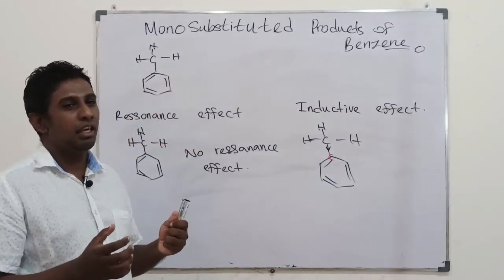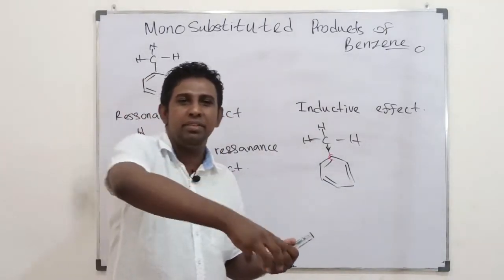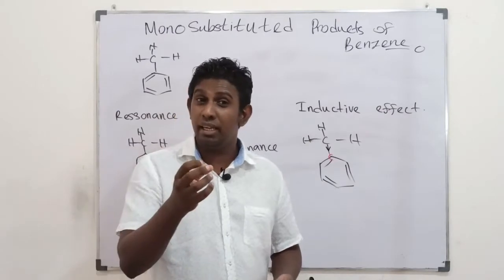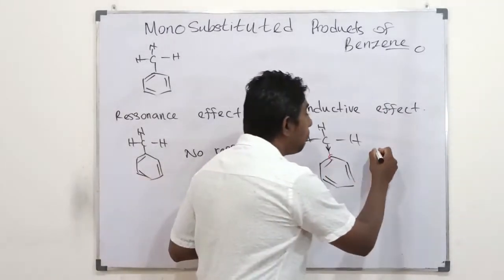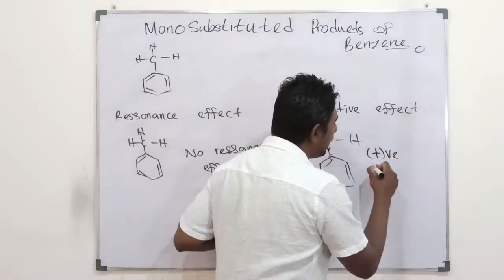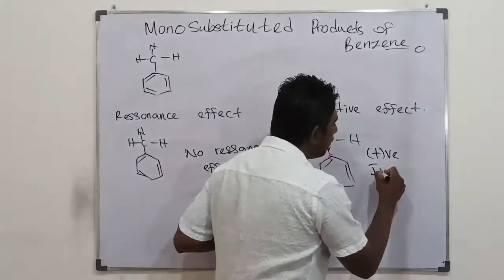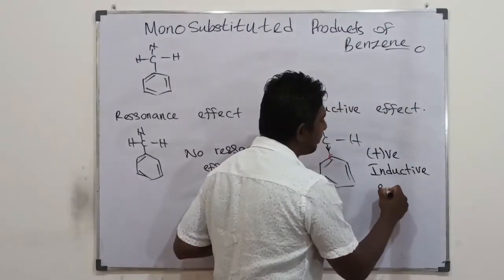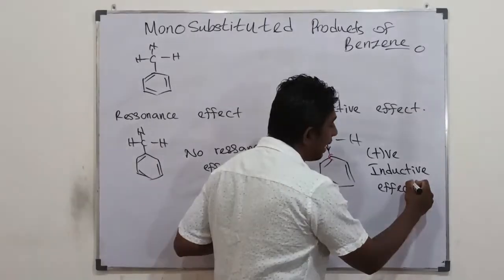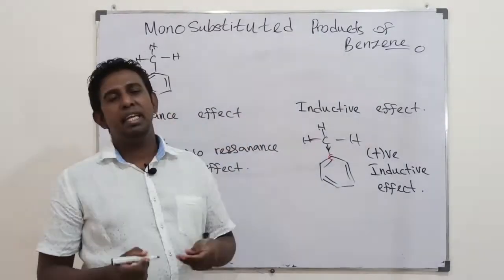Therefore, it's a positive thing. It's giving electrons towards benzene through the sigma bonding. So, therefore, it's a positive inductive effect. You could expect a positive inductive effect in toluene.